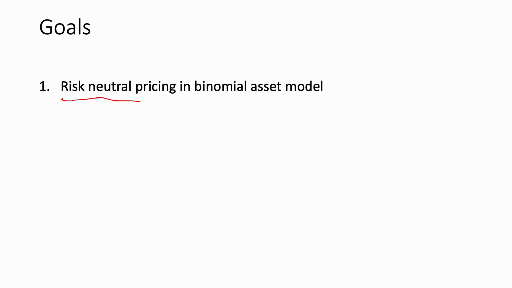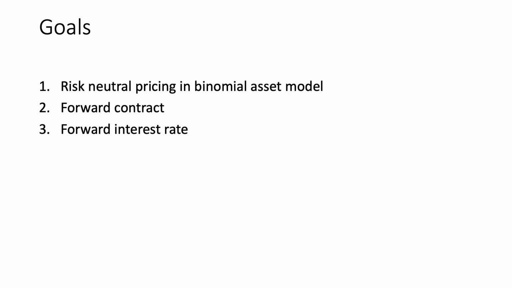So our goal in this session, first we're going to talk about the risk neutral pricing formula, but within the binomial asset model, and specifically in the binomial tree model that we have here. Then we're going to talk about forward contracts, and then forward interest rates, and then how to define them, how to compute them. So let's go.